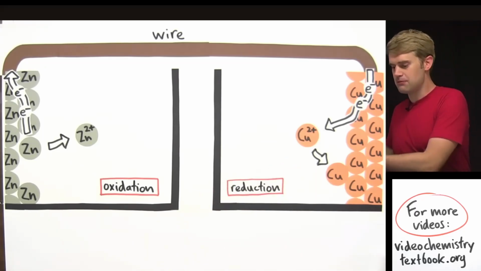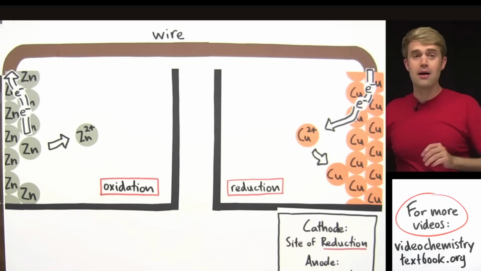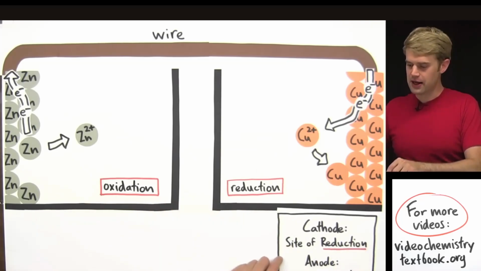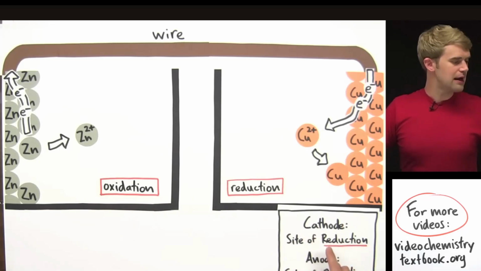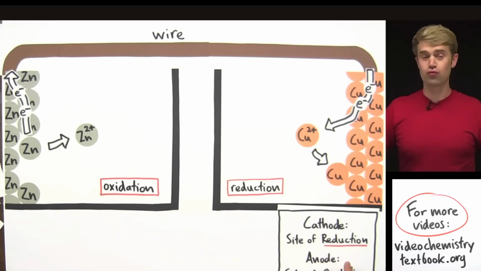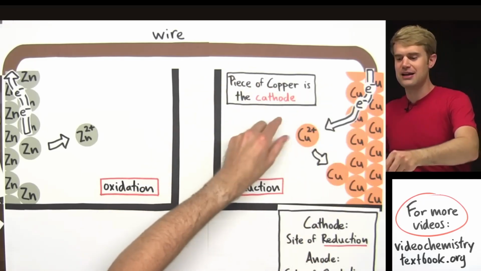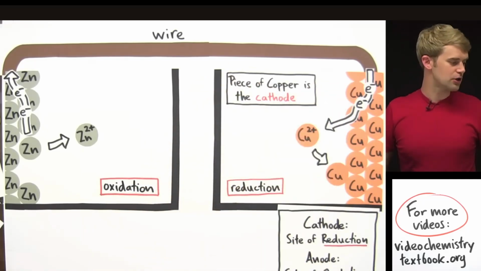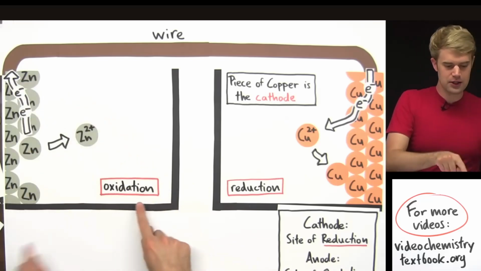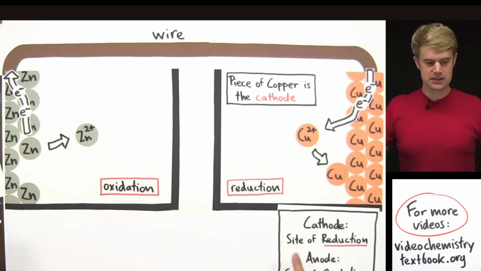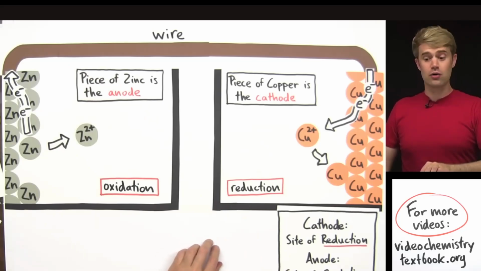Now, we can give names to these 2 parts of the voltaic cell based on whether oxidation or reduction takes place. So the cathode is the name that we give for the site of reduction, where reduction happens. So reduction is happening here, which means that the piece of copper is the cathode, the site of reduction. And the piece of zinc over here is where oxidation is happening. So the piece of zinc is going to be the anode.